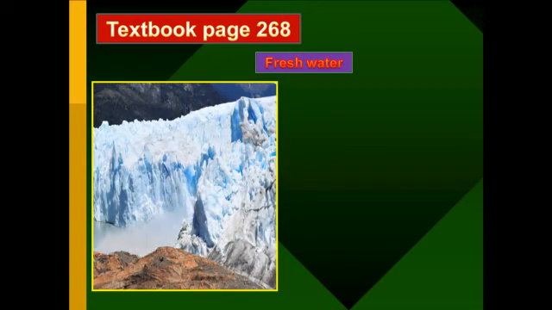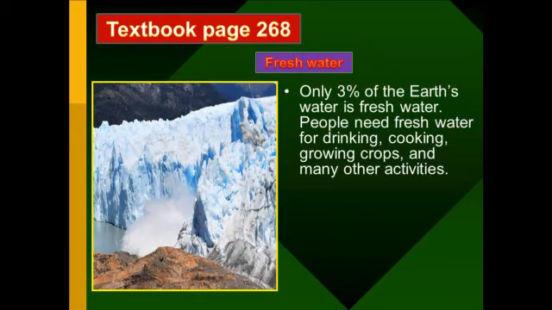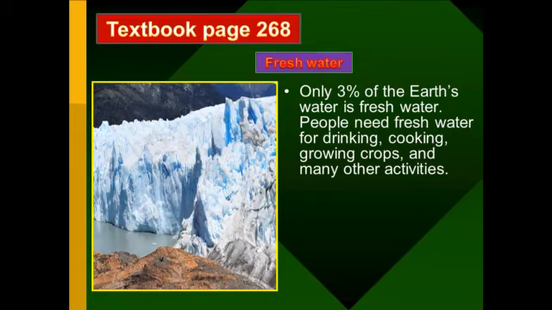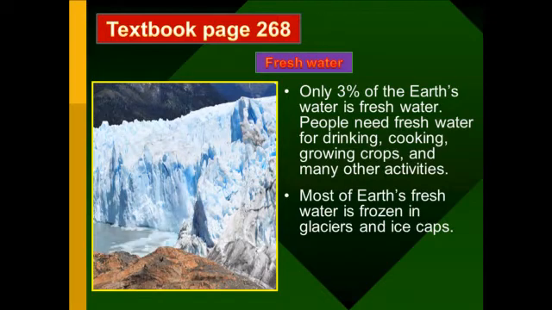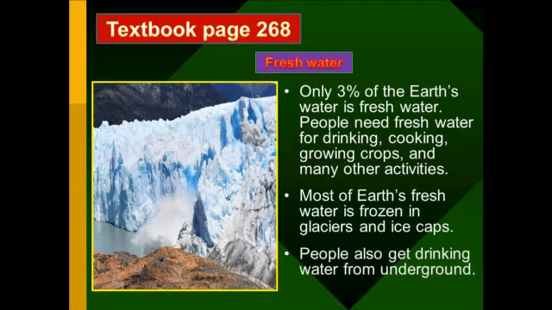And now let us proceed with fresh water. Only 3% of the Earth's water is fresh water. People need fresh water for drinking, cooking, growing crops, and many other activities. Most of Earth's fresh water is frozen in glaciers and ice caps. People also get drinking water from underground.